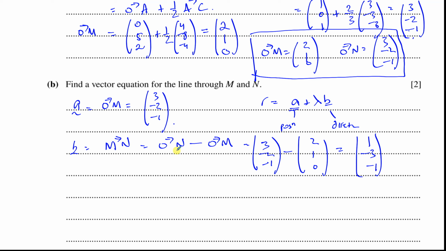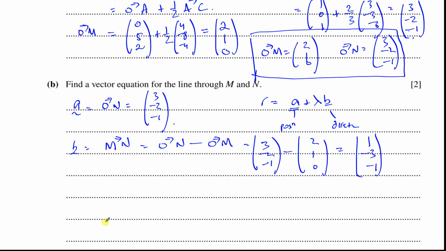Doesn't matter. And I can choose any one of these, as I said, as my position vector. I could choose OM or ON. It doesn't matter which one you do, either of them.